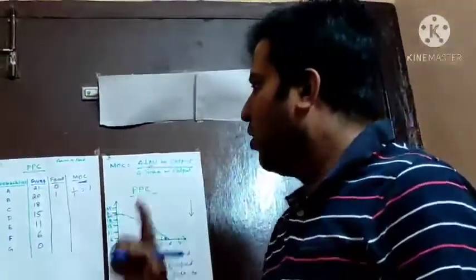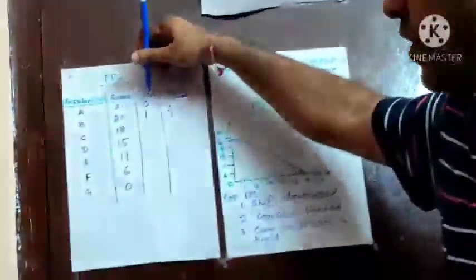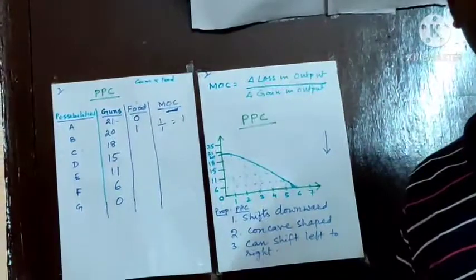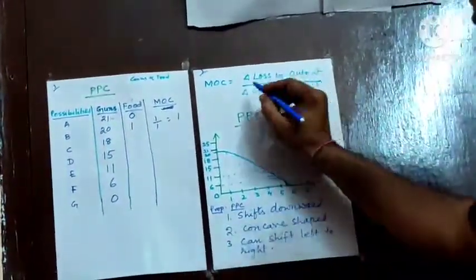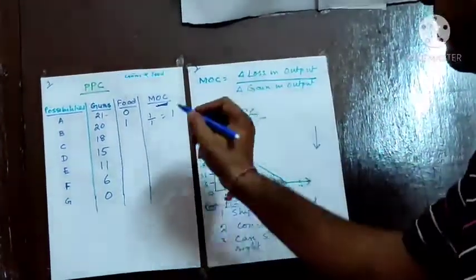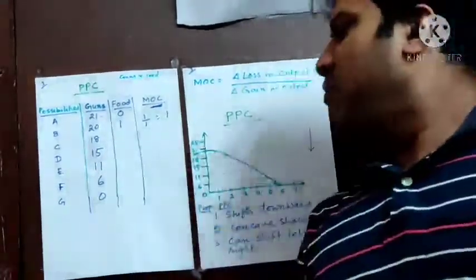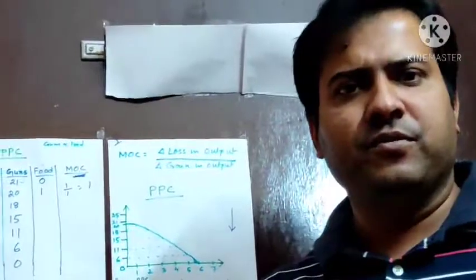Gain 1, loss also 1. Food has gained 1 unit of workforce, gun has lost 1 unit of workforce. That is why 1 divided by 1, that is MOC. So as per the formula, loss in output divided by gain in output, 1 divided by 1, MOC will be 1. With that, we see that we can still reduce.